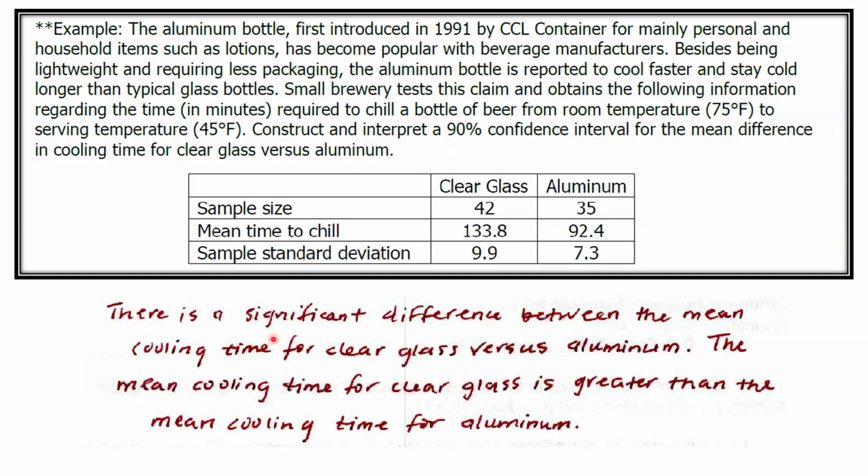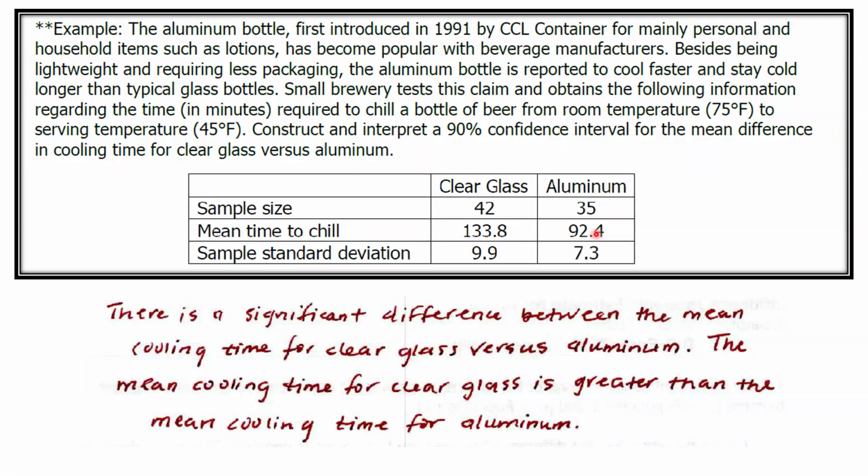Okay, so what do the numbers mean? Well, our glass bottle chills at 133.8 minutes. Aluminum bottles take 92.4 minutes. So if we were to subtract these, that's a difference of 41.4 minutes. So an aluminum is faster.